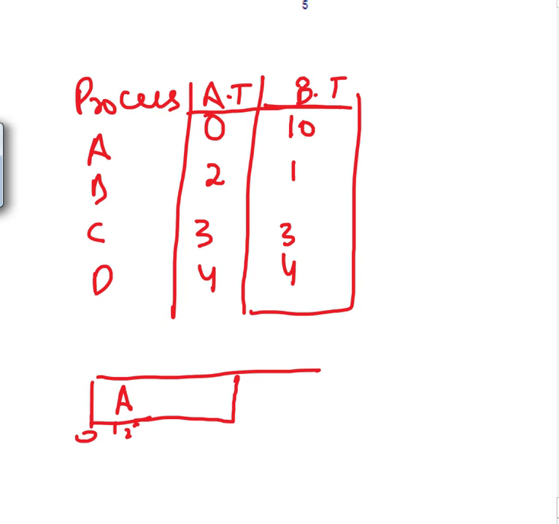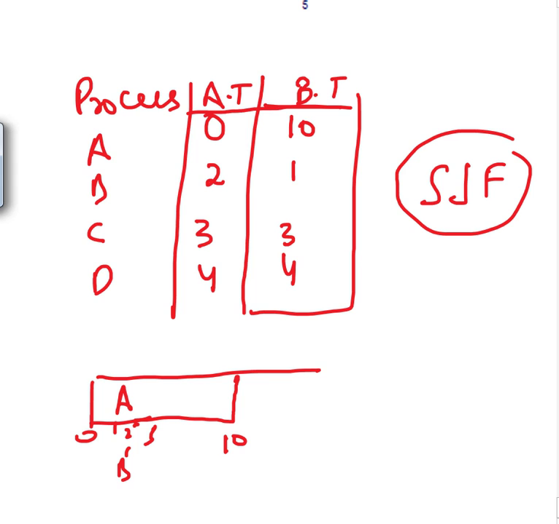So B has to wait, even though it is SJF, shortest job first. You have to wait for B until A has finished the whole 10 units of time. Now at that moment, B has come at 2, C has come at 3, D has come at 4. That means when A finishes, B, C, D, everybody is there. Now you can choose out of them who is the shortest.